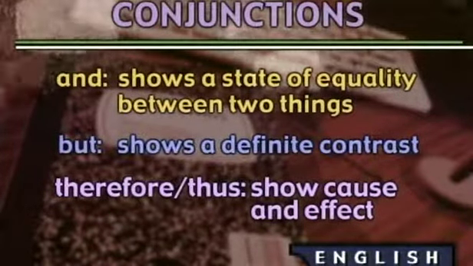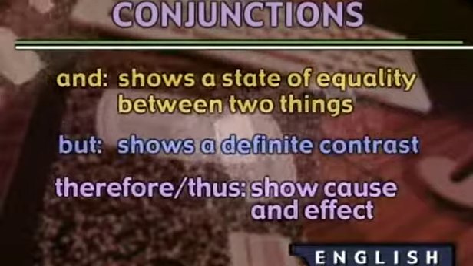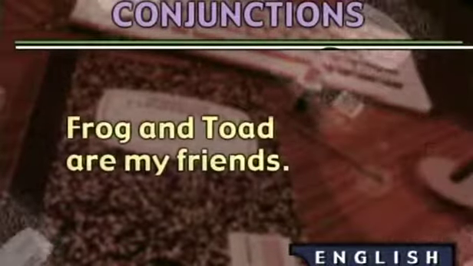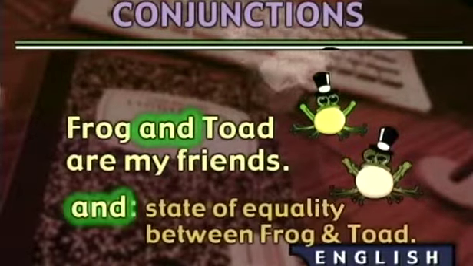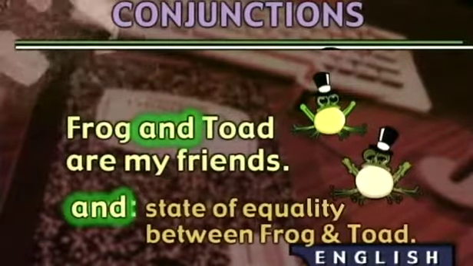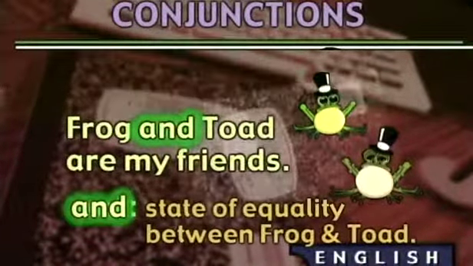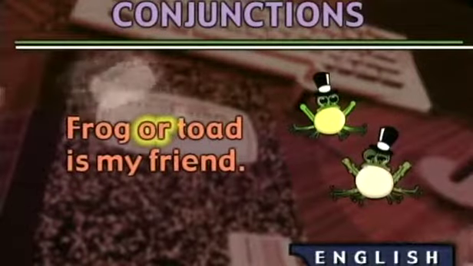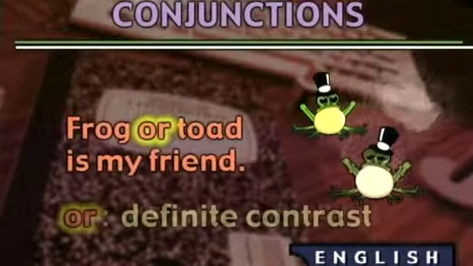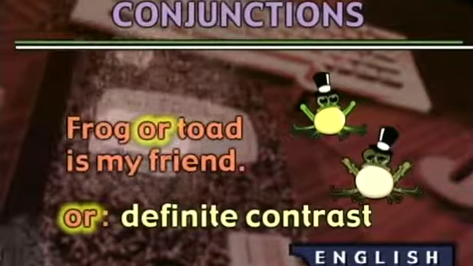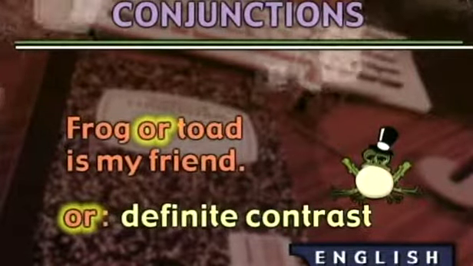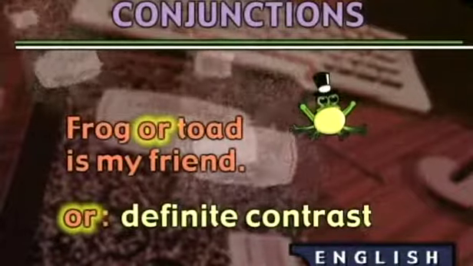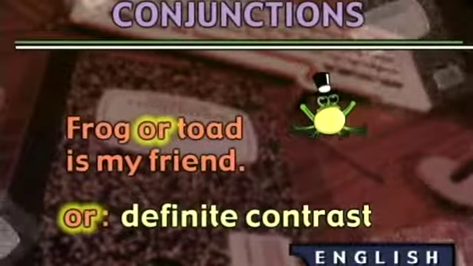Let's look at a couple of sentences to see how this works. Suppose we say, Frog and Toad are my friends. In this sentence, the word and sets up a state of equality between Frog and Toad. Now, if we change and to or, we get Frog or Toad is my friend. That gives us something completely different. Now, instead of having two amphibian friends, I only have one or the other. Poor me. Behold the power of conjunctions.